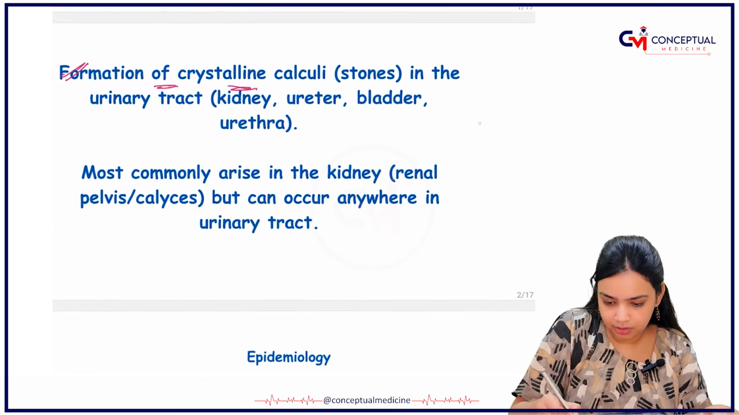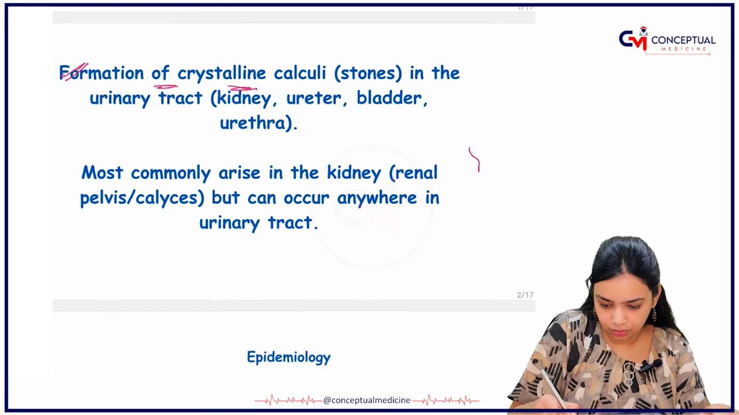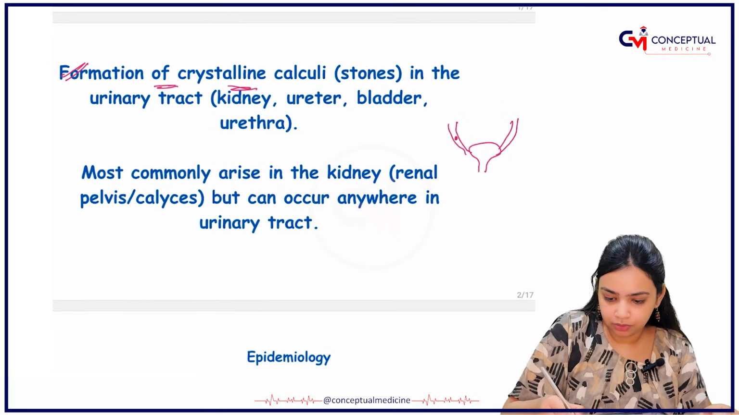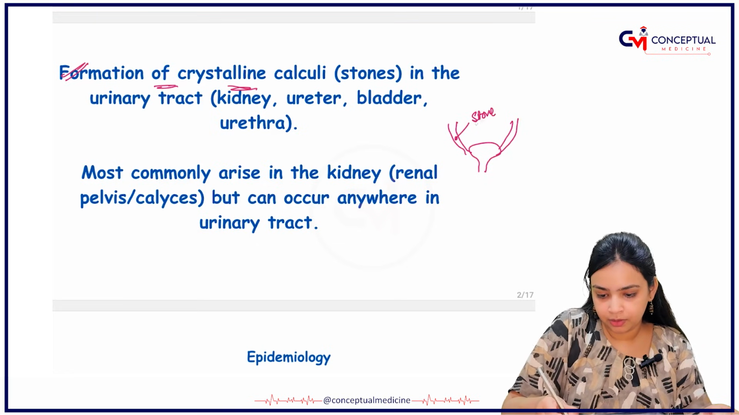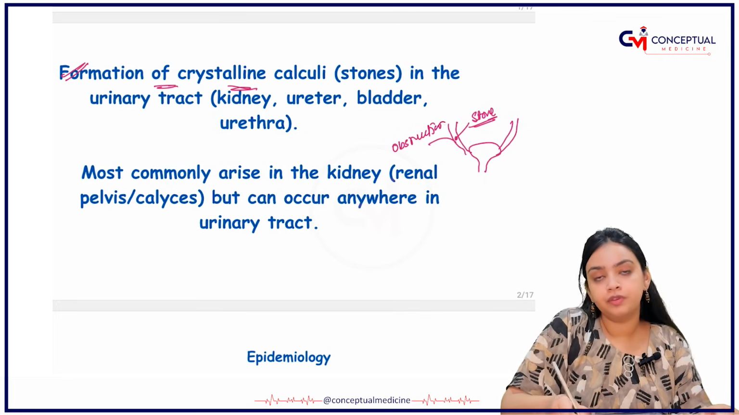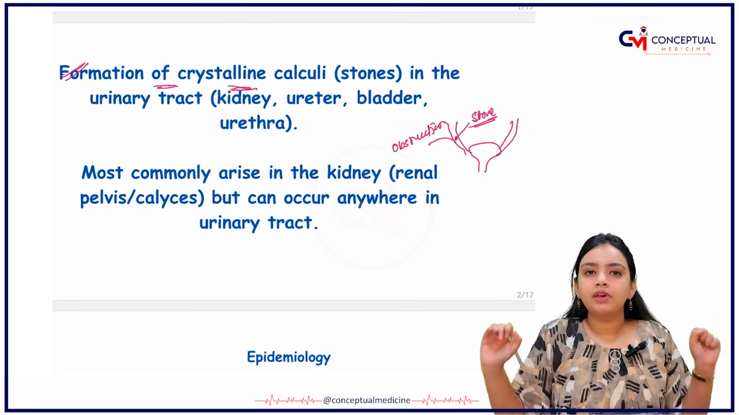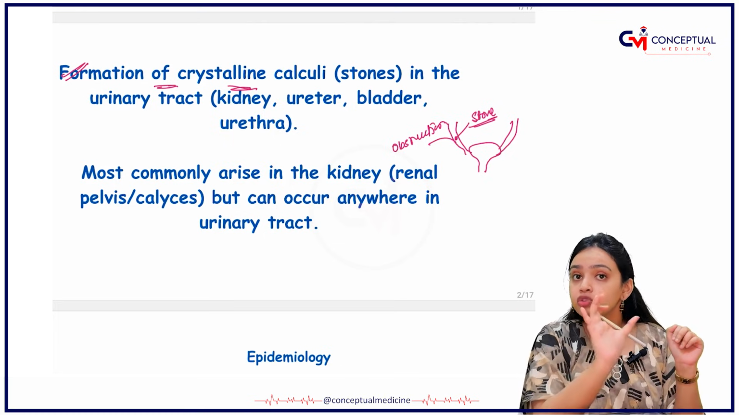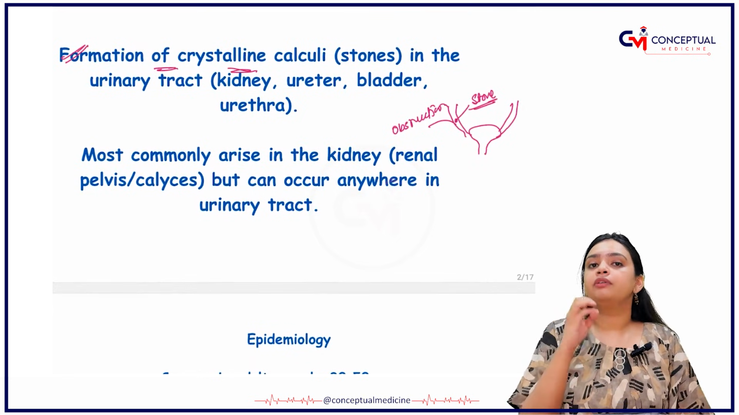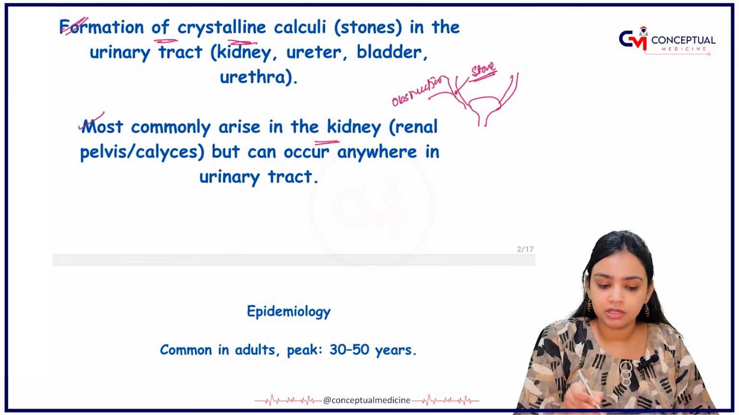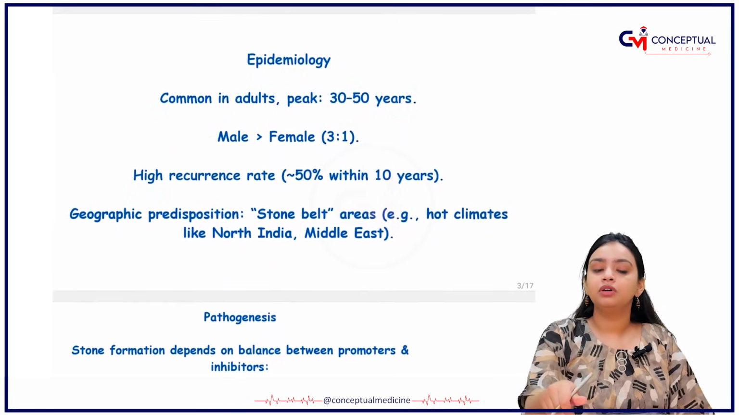Because if I draw a urinary bladder, you have your ureters over here, and if somehow there will be a stone, there will be an obstruction. I have given you the example of if there are vehicles coming from a four-way highway and they merge to a one-way only, there will be obstruction, right? So similarly, if the stone gets stuck, there will be obstruction. They most commonly arise in the kidney but can occur anywhere in the urinary tract.